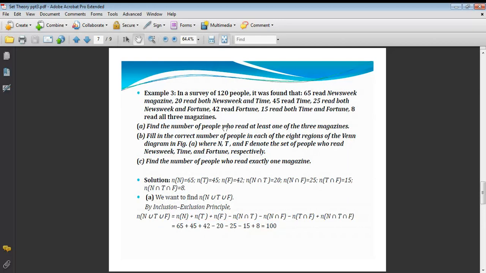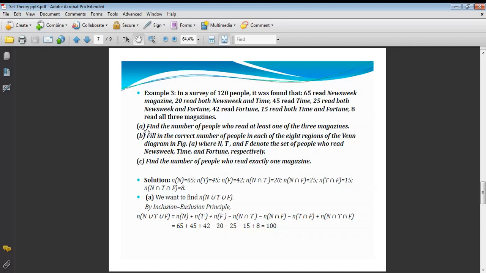Another example: in a survey of 120 people, it was found that 65 read Newsweek magazine, 20 read both Newsweek and Time magazine, 45 read only Time, 25 read both Newsweek and Fortune, 42 read Fortune, 15 read both Time and Fortune, and the last 8 read all three magazines.